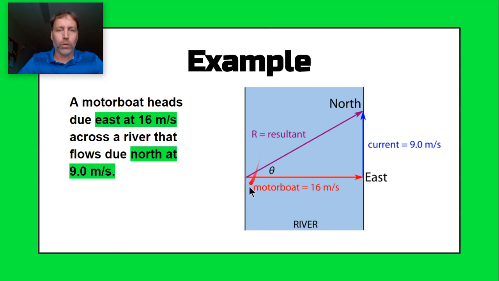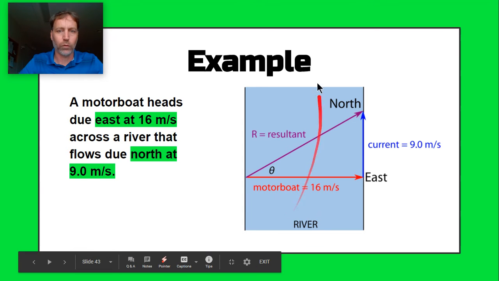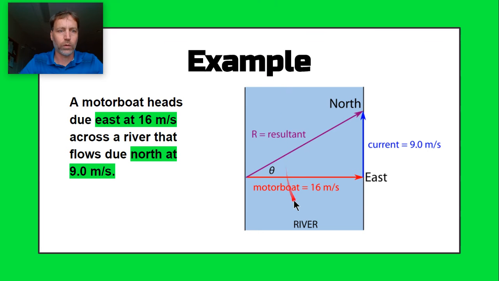Here we have a motorboat. So imagine we're going down a river. We're going due east in a river in a motorboat. Let's say you're going due east in a motorboat, but the river is flowing. So the river is flowing in a northerly direction.